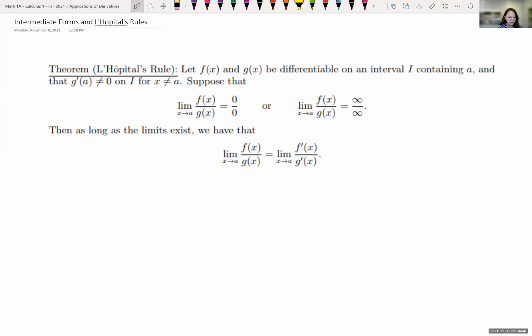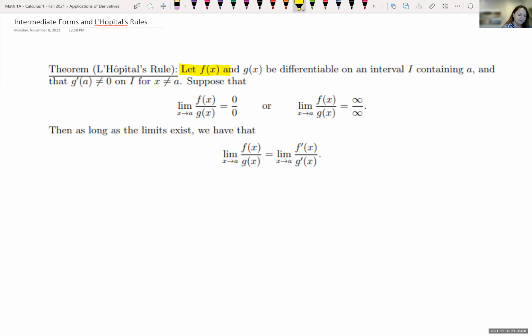L'Hopital's rule is another way that we can deal with these indeterminate forms if we're looking at limits and we get a 0 over 0 or infinity over infinity. This is just another way to approach it. And so let's go through what his theorem says.